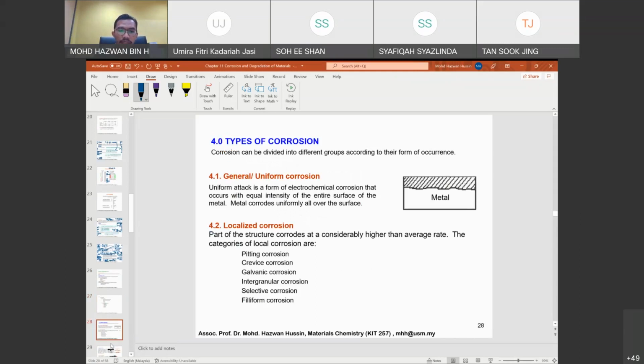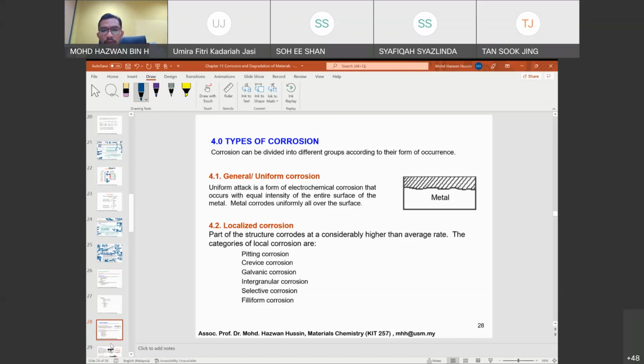So moving on, today we are going to look also at the types of corrosion. For corrosion, we have different types. The most common one, the first one, is known as general or uniform corrosion. This is quite easy. This is something that you can see around you, where uniform attack is a form of electrochemical corrosion that occurs with equal intensity over the entire surface of the metal. So in this case, the metal will corrode uniformly all over the surface. You wouldn't see any localized or spot corrosion. It will occur uniformly.